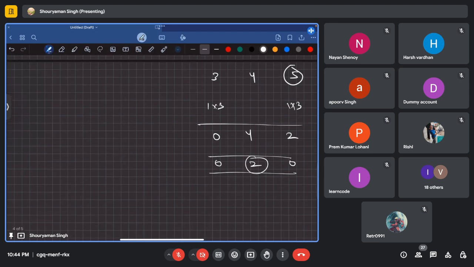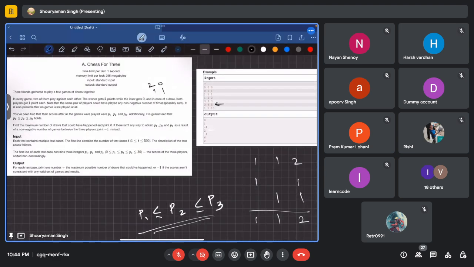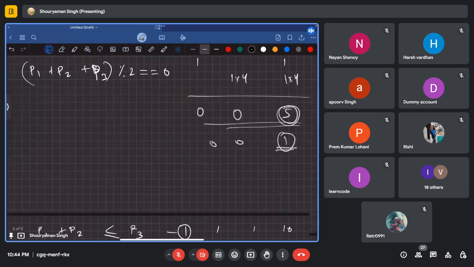So how many total draws was this? 3 times. And then from here 2 times. So total 5. But this is not the optimal case. As you can see, it's saying it's 6.